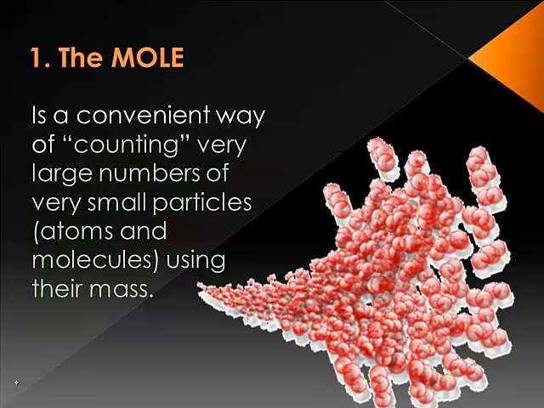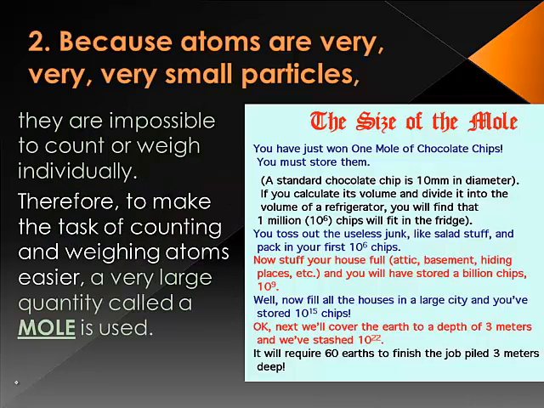Now, the mole comes from that idea because although it's nice to have an AMU, that doesn't actually mean anything. You can't put an atom on a scale or a molecule on a scale and weigh it. It's not like a gram that you can actually count or see. So the mole is a convenient way of counting a very, very large number of particles that are very, very small, such as atoms or molecules. And we relate them using lots of different measures, but for example, using their mass.